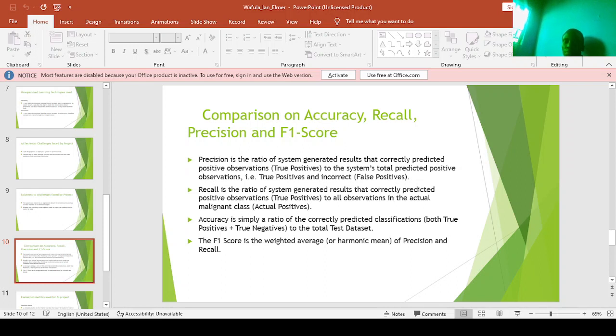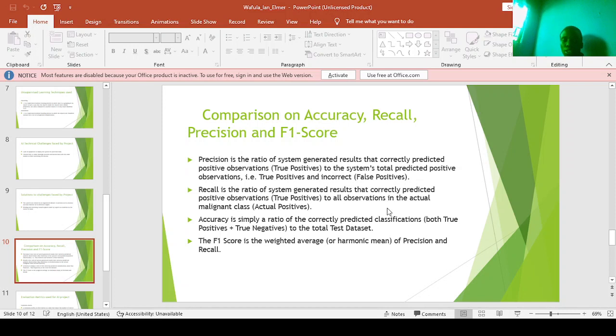or the ratio of the system generated results that correctly predicted positive observations to the system's total predicted positive observations, which are the true positives and the false positives. And the recall is a ratio of the system's generated results that correctly predict positive observations to all observations in the actual malignant class.